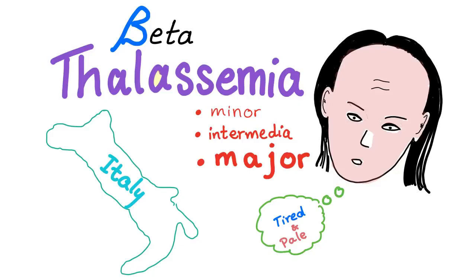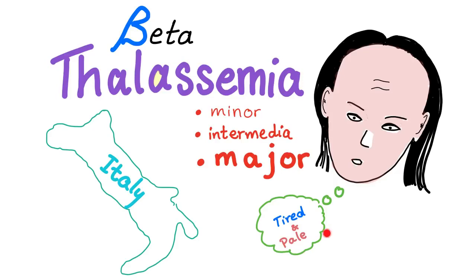Alright, welcome back. So, we have been talking about anemia, microcytic anemia. Now, we are talking about thalassemia. In the last video, we have talked about alpha thalassemia. Today, we'll talk about beta thalassemia. So, beta thalassemia is a microcytic anemia.